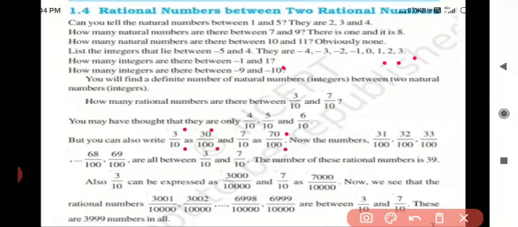Likewise, 3 by 10 can be written as 3000 divided by 10,000. So 3 into 1000 is 3000, 10 into 1000 is 10,000. Likewise, 7 by 10 is written as 7000 divided by 10,000. Now we see the rational numbers 3001 divided by 10,000, 3002 divided by 10,000 and so on.